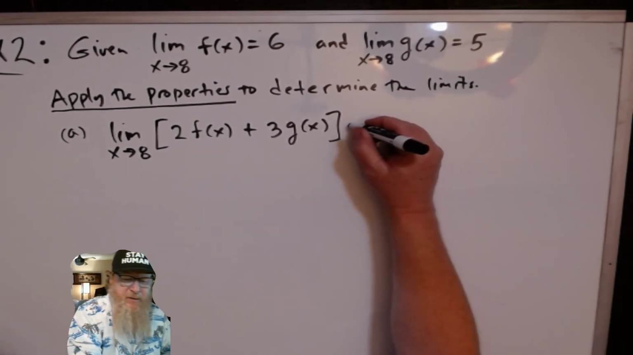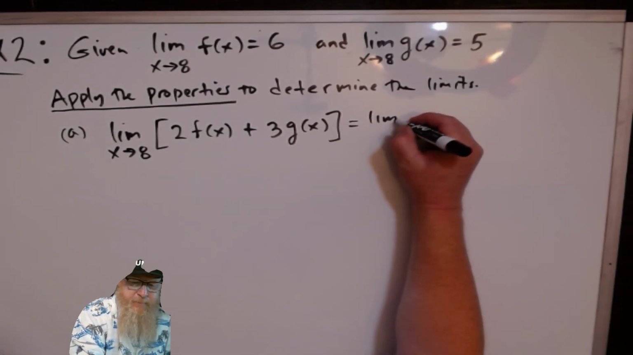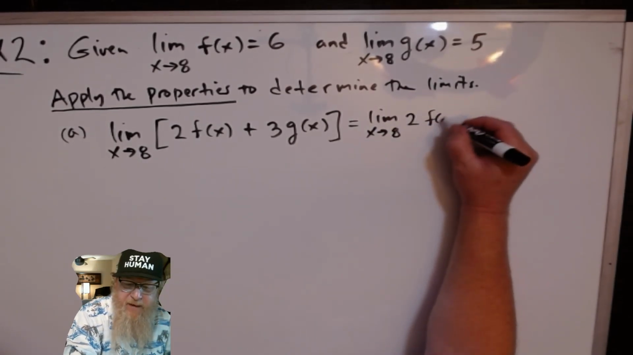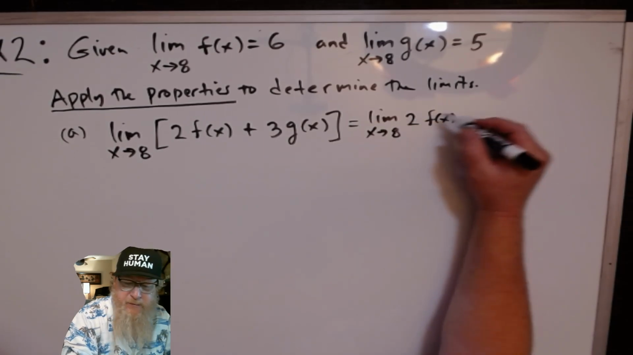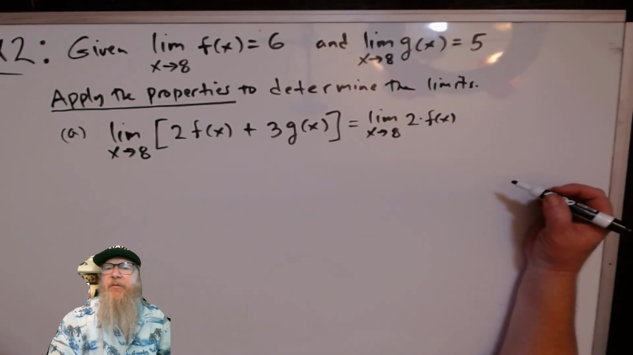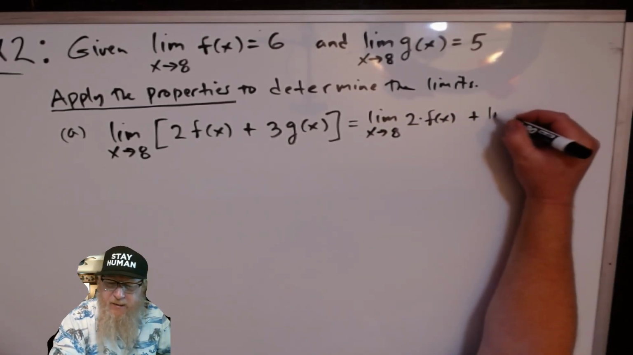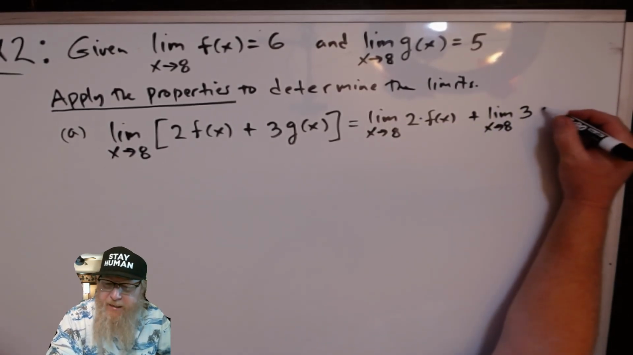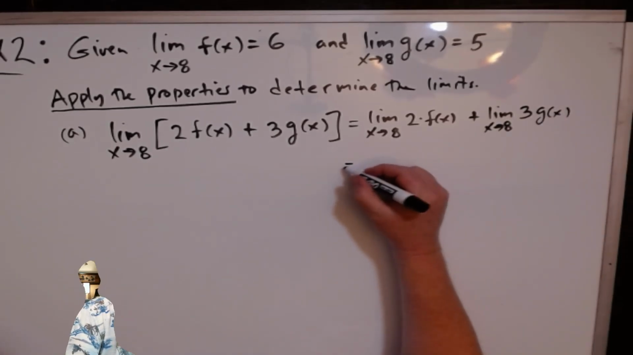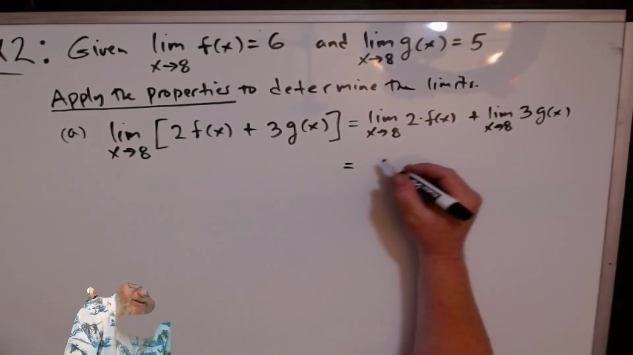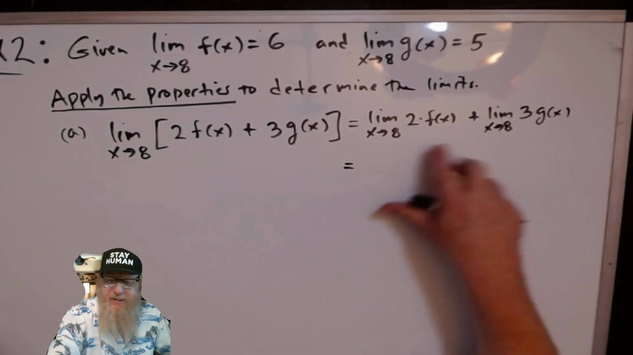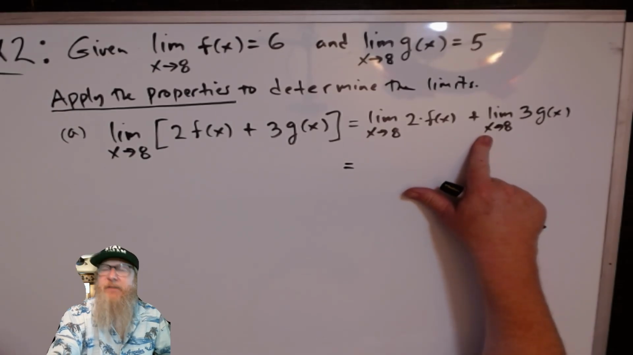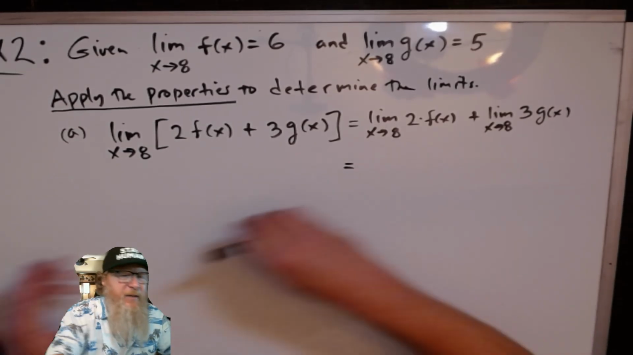All right. So this is going to be lim x goes to 8 of 2f of x, now that's 2 times f of x, plus lim x approaches 8 of 3g of x. So that's the product, that's the sum. Limit of the sum is the sum of the limits. And then now we have a constant. This is like the k.